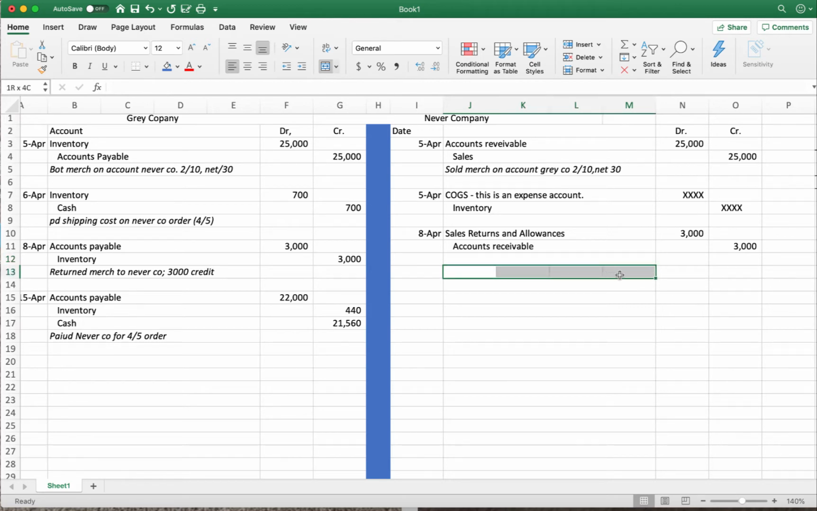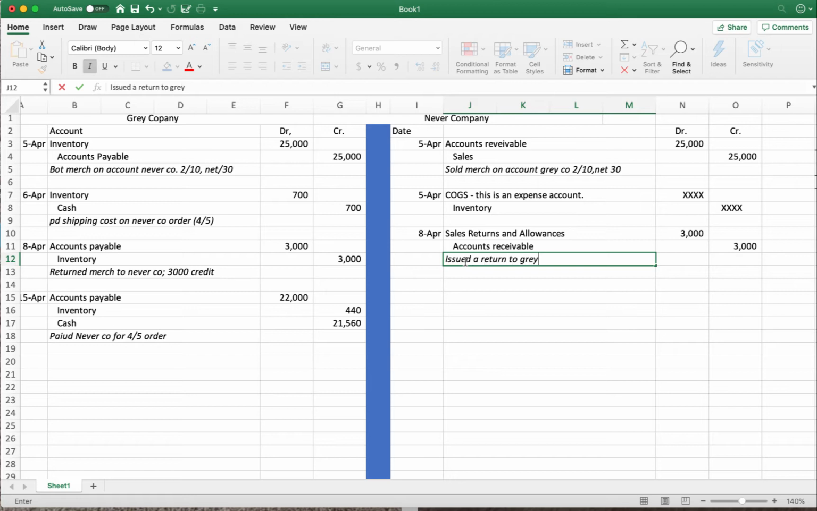I also need to recognize the fact that I got to put in an explanation here. So what's my explanation? Well, what happened? Issued a return to Gray for damaged merchandise. Okay?